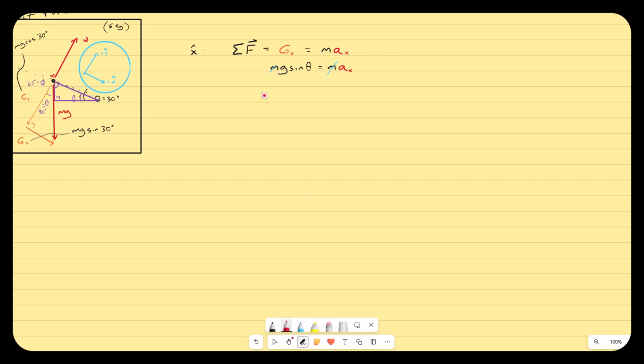And I get that my acceleration in the x direction is just equal to g sine theta. 10 meters per second squared times the sine of 30 degrees. The sine of 30 degrees happens to be a half. So I'm going to get an acceleration down the ramp of 5 meters per second squared.